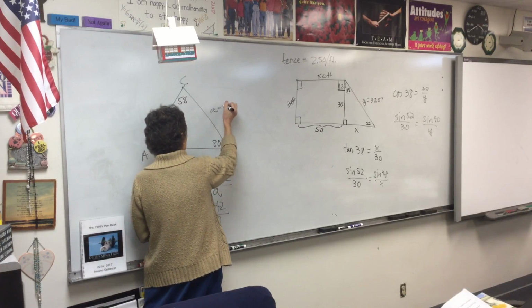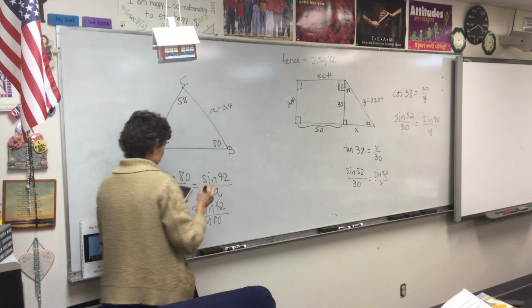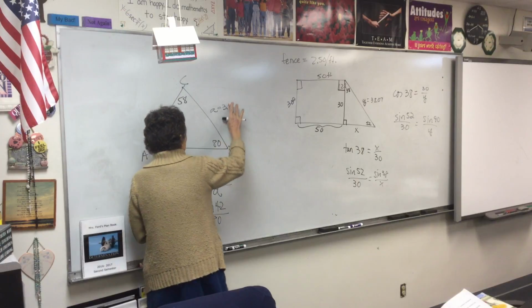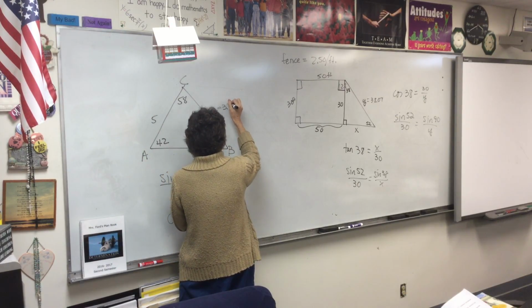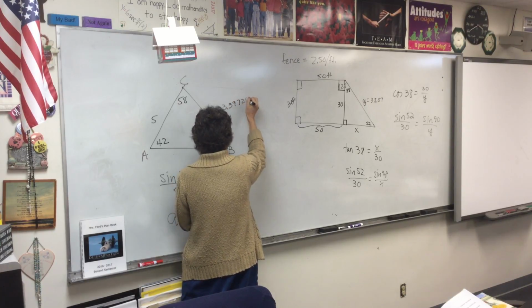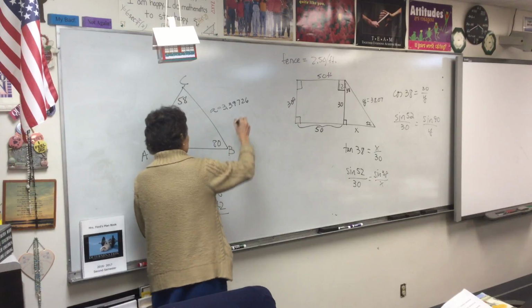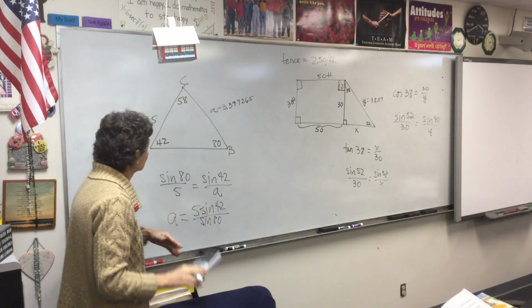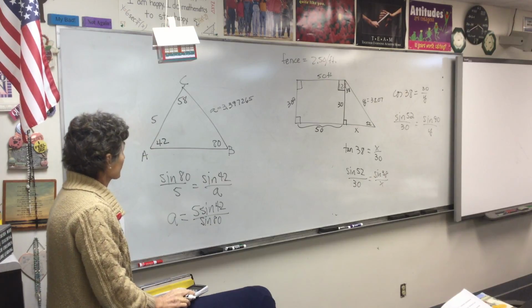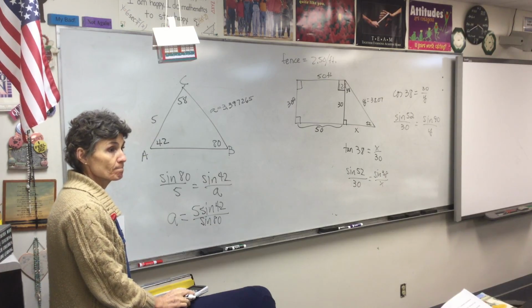I got about 3.4, did you? I may take a few more decimal places than that since it's not the answer. 3.3, 3.39726. Is that what you got for side A?